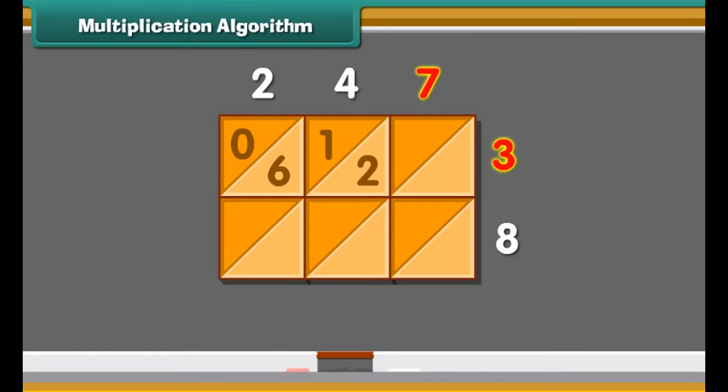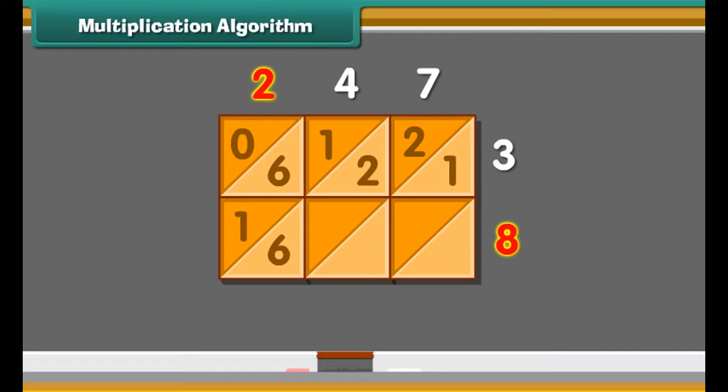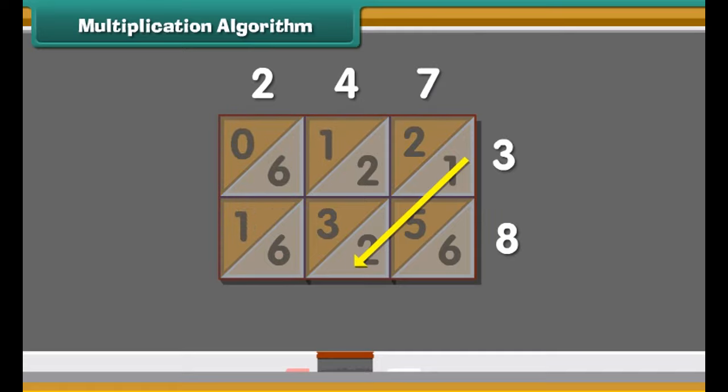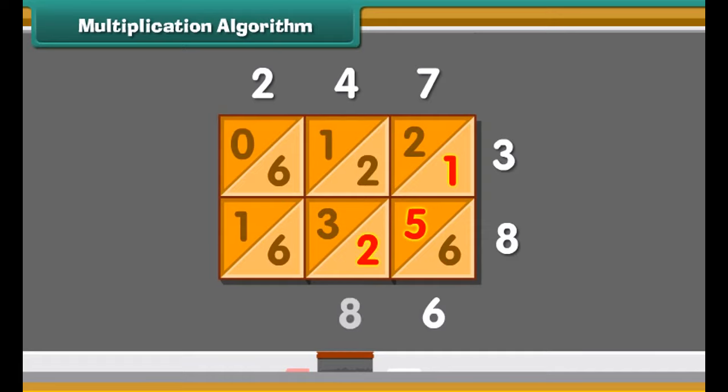Now 7 threes are 21. Similarly, 8 twos are 16. 8 fours are 32. And 8 sevens are 56. Now start at the bottom and add down the diagonal strips. Write 6 as it is. 2 plus 5 plus 1 is 8. 6 plus 3 plus 2 plus 2 is 13.